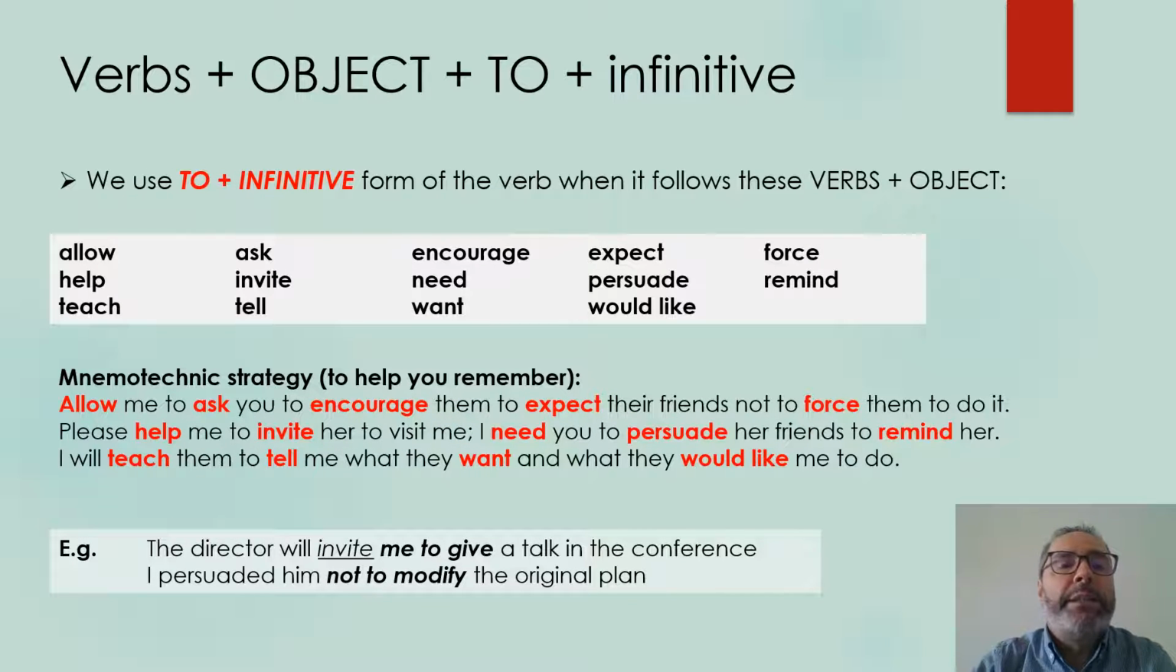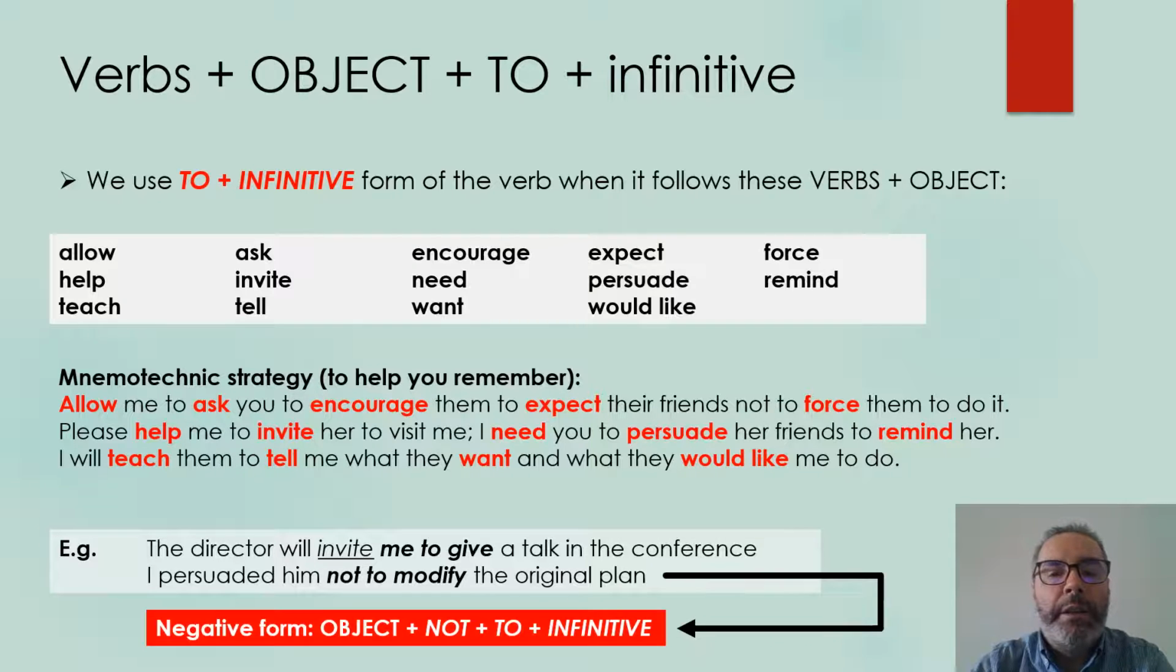Another important pattern is verbs followed by an object plus to plus infinitive. In this case, we have the following verbs and the corresponding personal mnemonic strategy that I used to remember the list. We are going to see two examples of this pattern. The director will invite me to give a talk in the conference. Or, I persuaded him not to modify the original plan. The negative form is object plus not plus to plus infinitive, as we can see in the example.